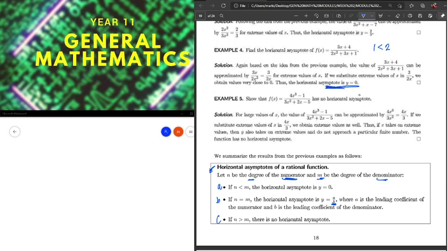Okay, so again, when we are talking about horizontal asymptotes, we are going to refer to the exponents of the numerator and denominator. Let's have example number 5. The exponent of the numerator is 3. The exponent of the denominator is 2. So 3 is greater than 2. A, B, or C? Yes, C. So therefore, there is no horizontal asymptote. So the function has no horizontal asymptote.